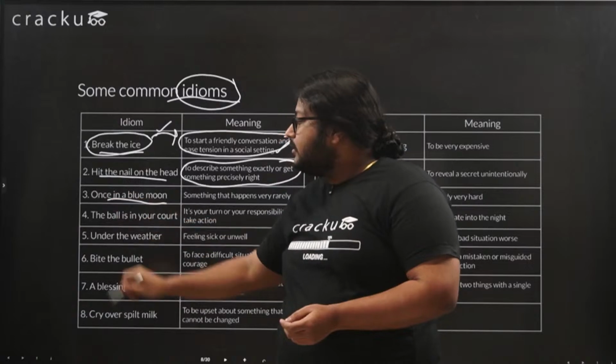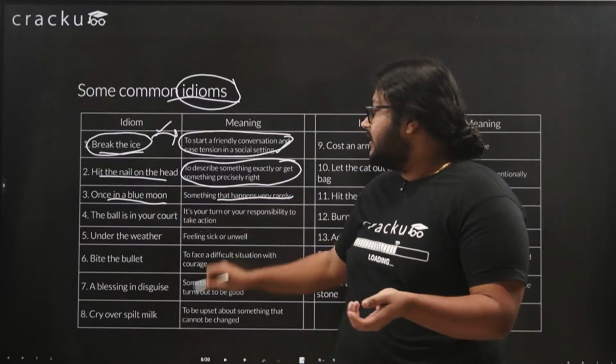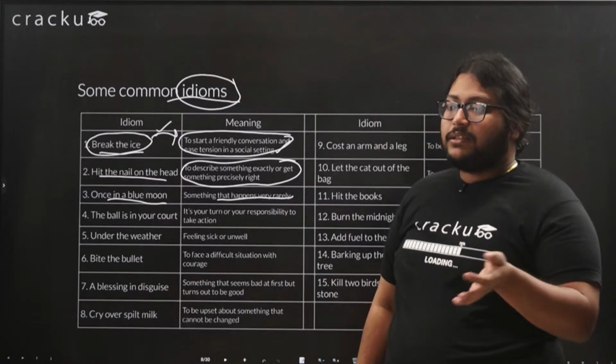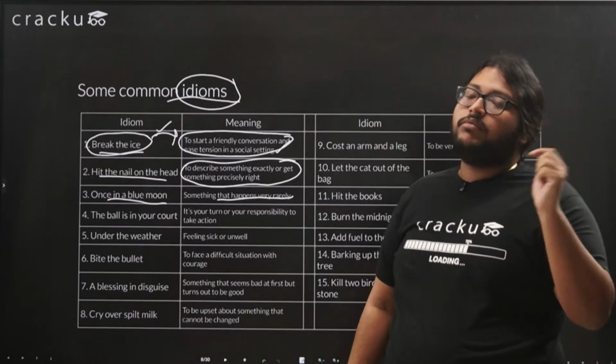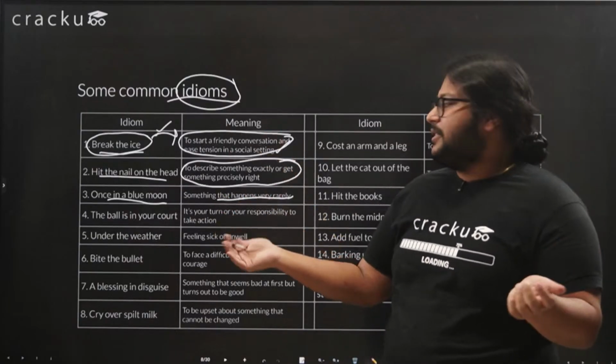Once in a blue moon means something which happens very rarely. I visit my parents once in a blue moon for the job, something like that. So because of my job, I cannot visit them as much.